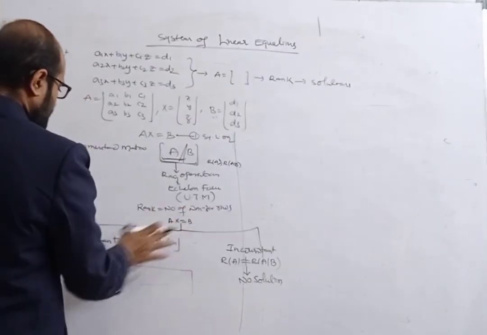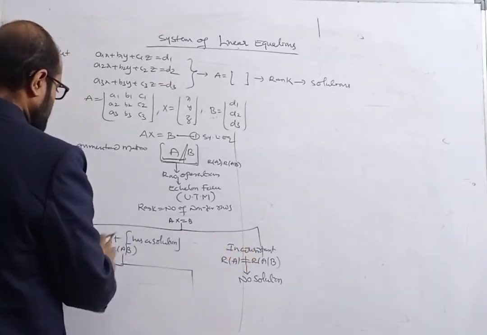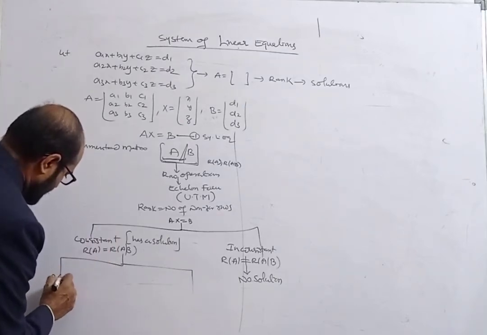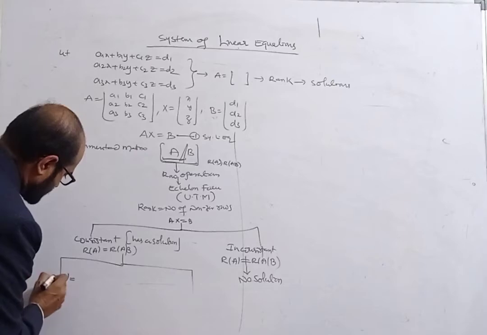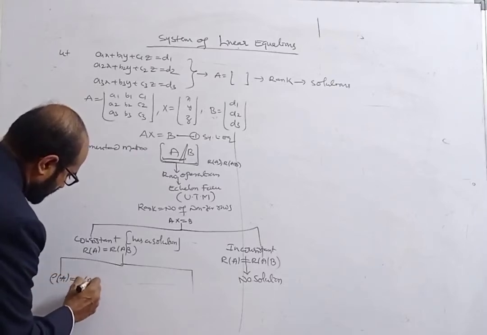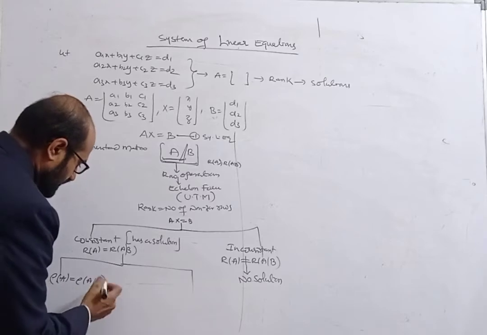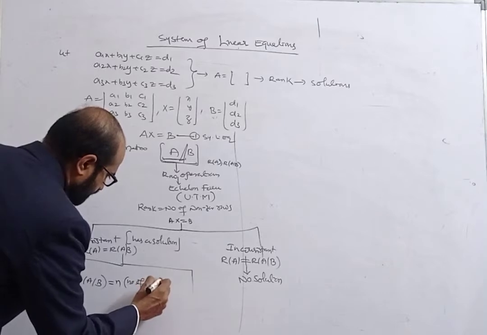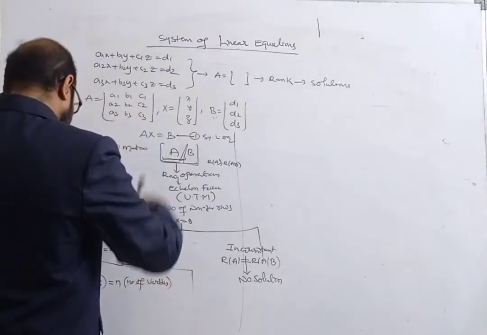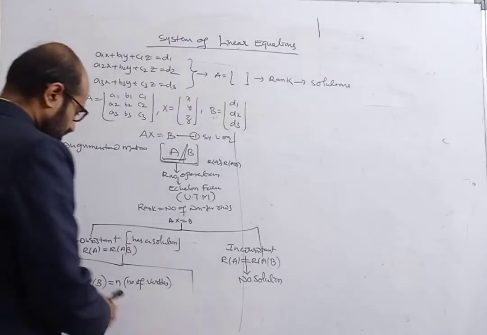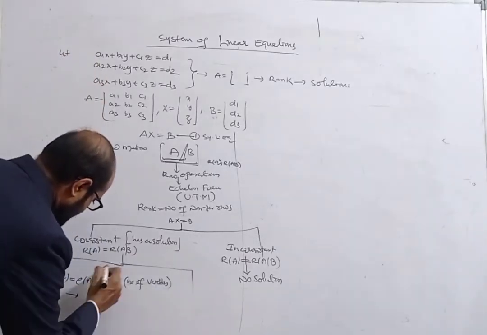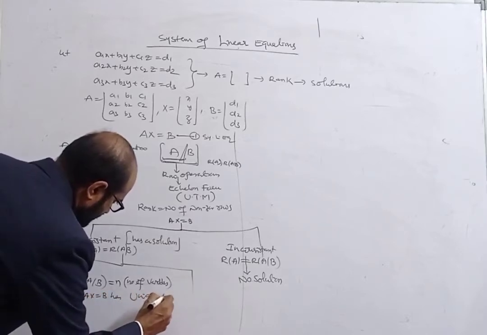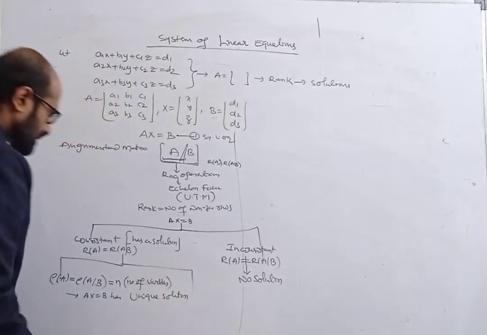Already, if AX equal to B is consistent, it has a solution. If it is inconsistent, no solution. If it is consistent, again you should find the rank of A equal to rank of AB, we can show by this symbol rho. If the rank of A equals the rank of AB and equals n, where n means the number of unknowns, the number of variables, like x, y, z, then the system AX equal to B has a unique solution.